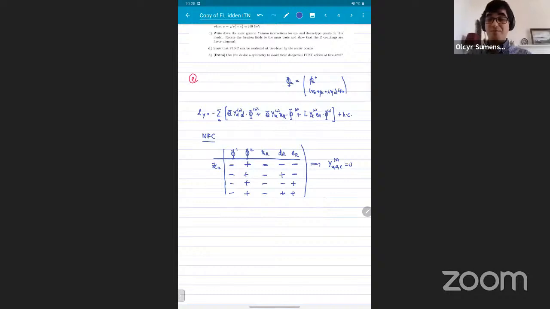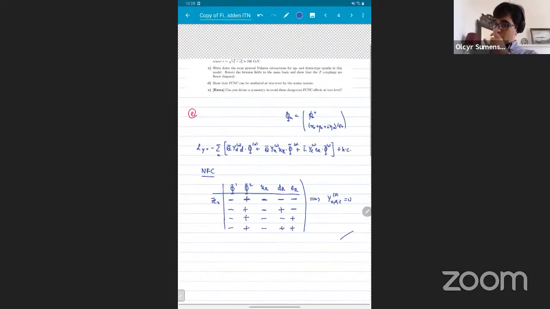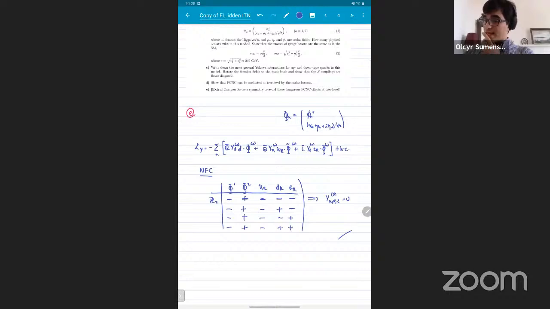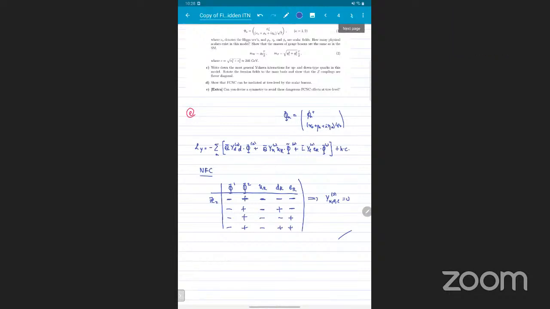You could, for example, assume that the two Yukawa matrices are proportional one to the other. So in this case, we wouldn't have FCNCs. Okay. So if you have no questions, I propose that we move to the second exercise. That will be a bit shorter. No other questions, so please go on.